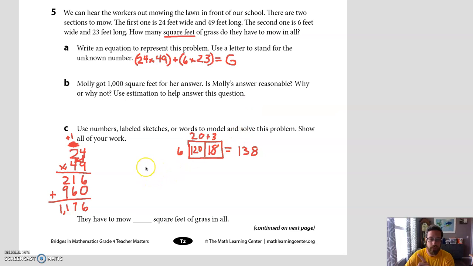Then it says, how many square feet of grass are they mowing? But I'm not quite done because I need to take my 1,176 and add 138 for the other section to get my total. So 8 and 6 is 14. 8 plus 3 is 11. That would be 3, and that would be 1. So my answer, they have to mow 1,314 square feet of grass in all. There you go, using the standard algorithm multiplication and area model. Again, whatever method works best for you.